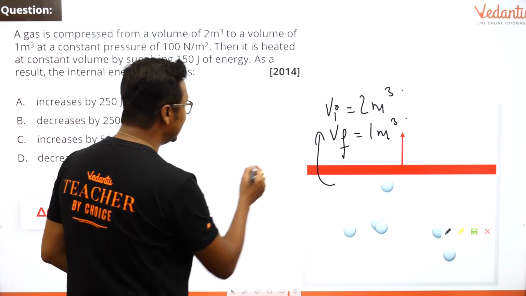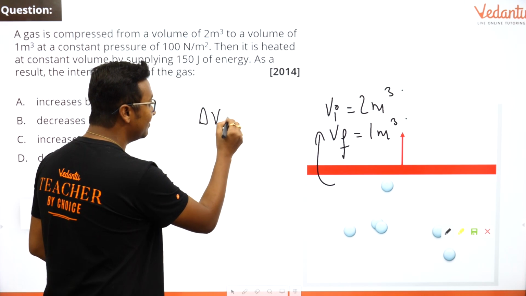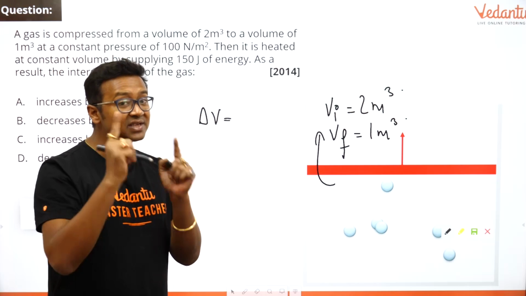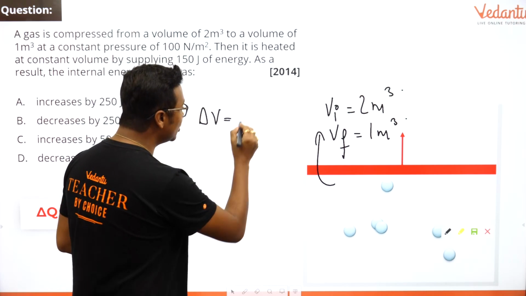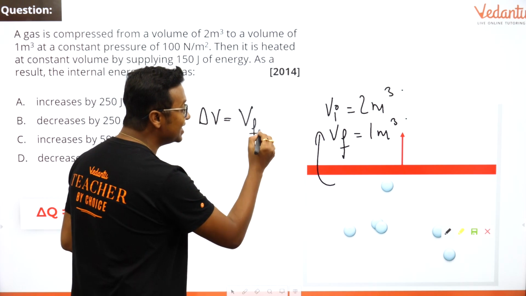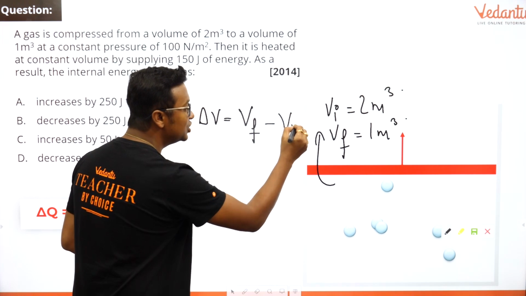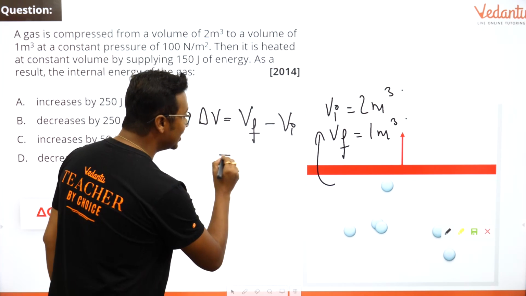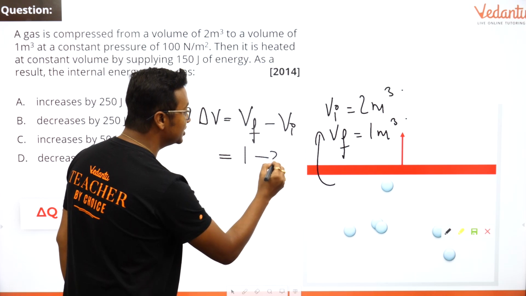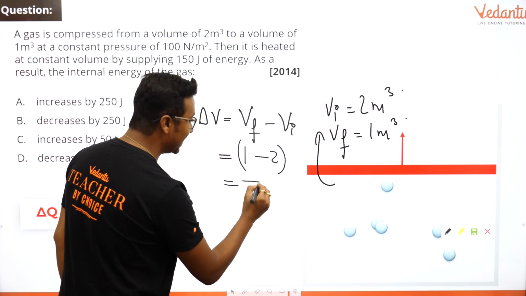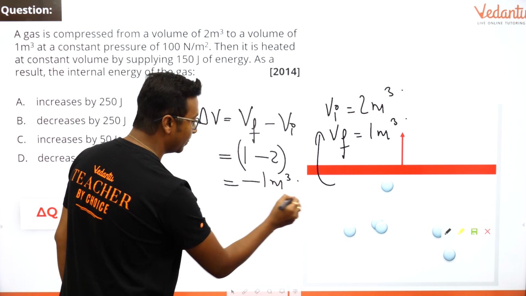Now, based on this, I can find out what is my delta V. Remember, delta is always final minus initial, as a result of which I can write it as final volume minus initial volume. Clear? So what is my final volume? 1 minus 2. So that becomes minus 1 meter cube.